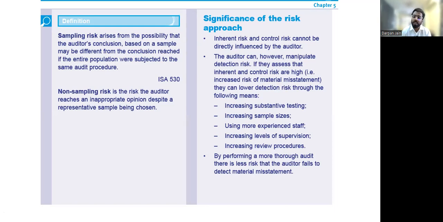And in order to lower the detection risk, what can the auditor do? Increasing substantive testing. You will increase the substantive procedures. Basically, you're increasing the audit procedures. You're increasing sample sizes. The number of transactions that you're checking, that is sample, right? You're using more experienced staff, more skilled staff. You're increasing the level of supervision and increasing the review procedures. Review is nothing but check. Reviews are nothing but lower staff work being checked by the senior person. That's review. And lastly, by performing a more thorough audit, there is less risk that the auditor fails to detect material misstatement.